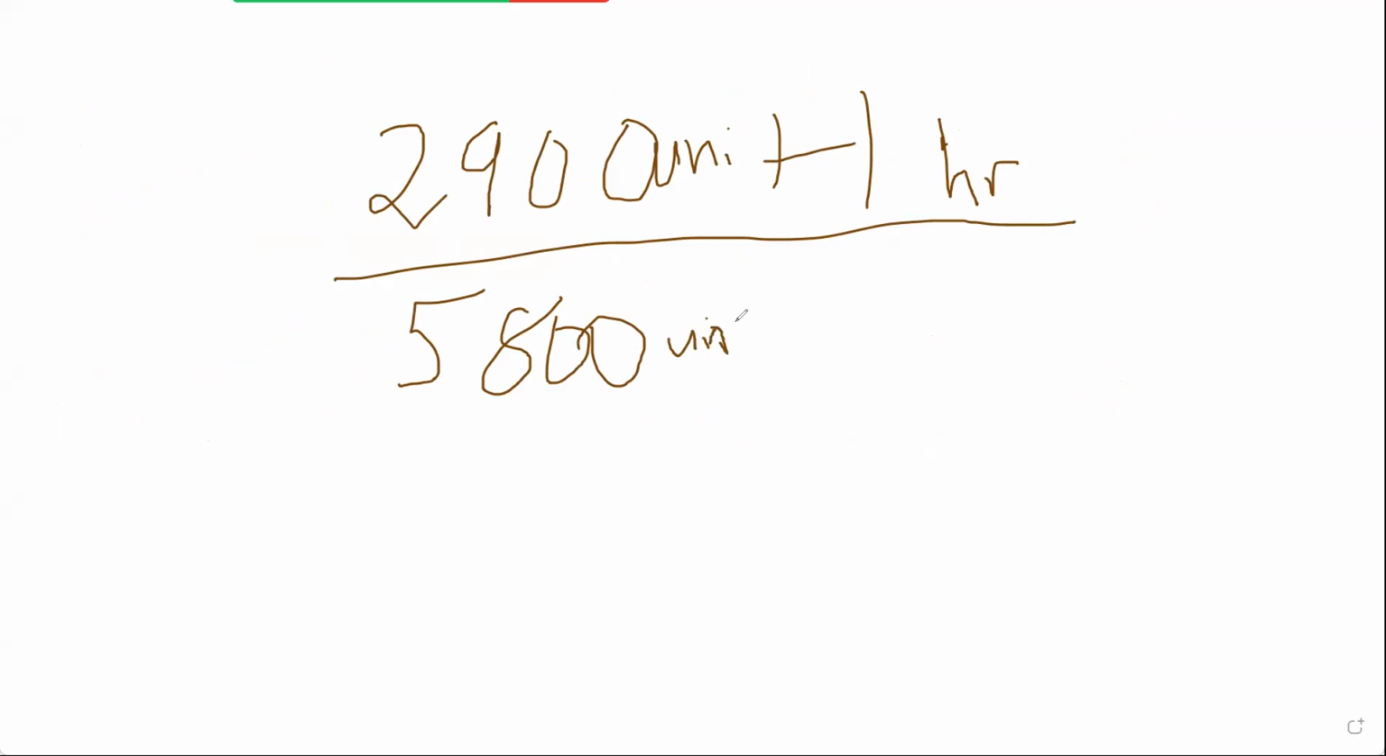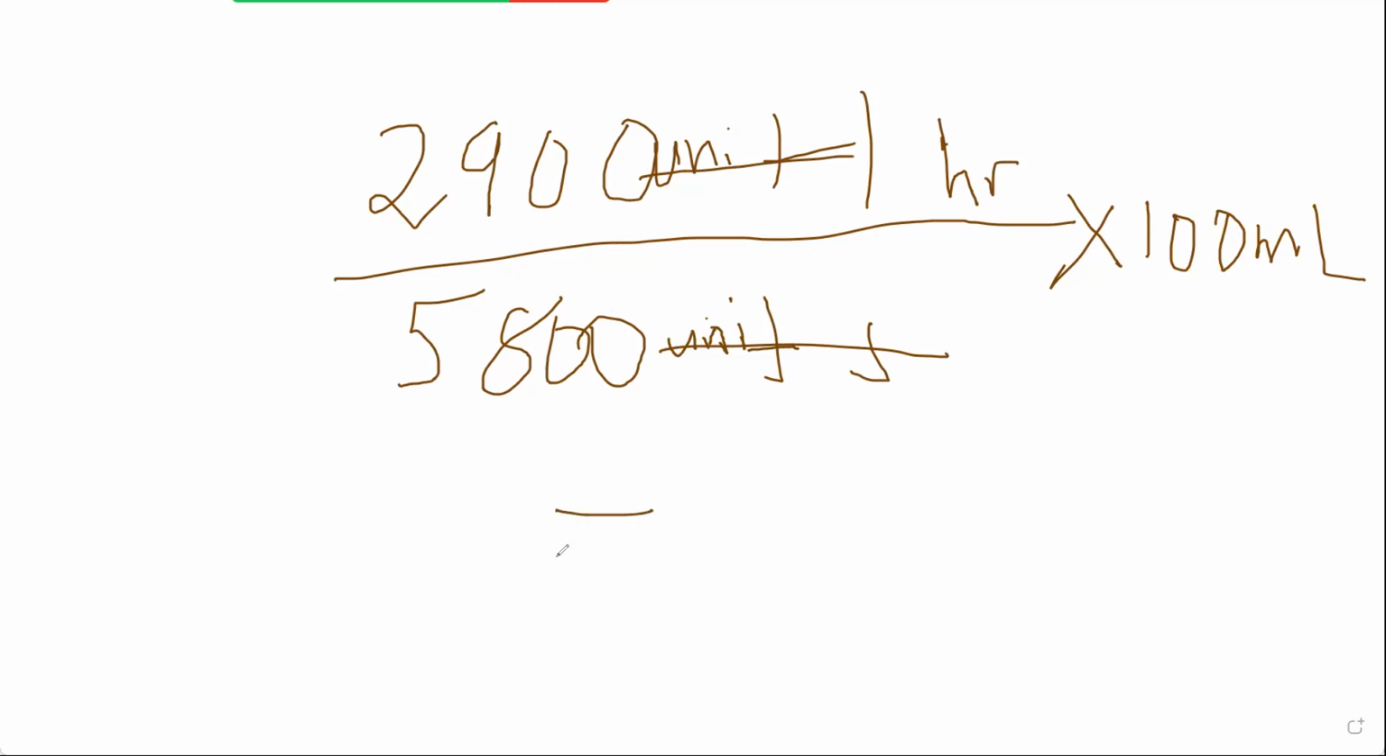Remember our units are going to cross out, and then you just have the 2,900 divided by the 5,800 times the 100. Okay, and that's what you should have ended up with. Everybody good with that one? Yeah.